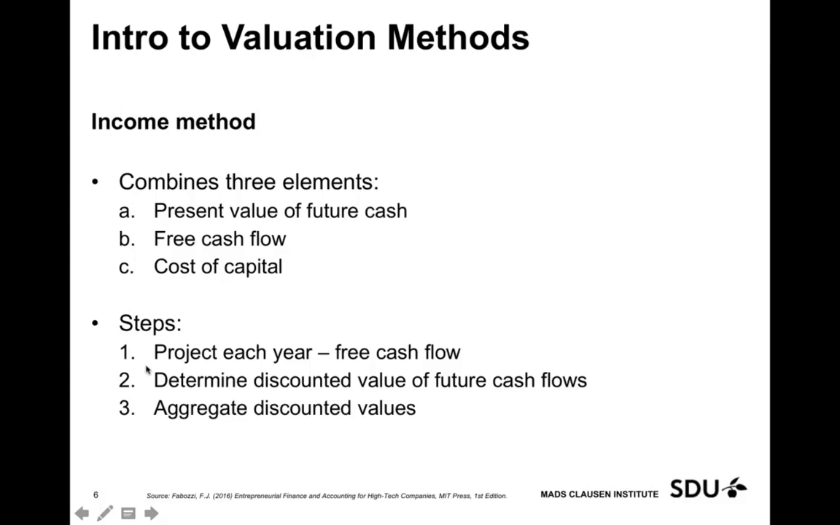The steps that we need to follow are quite easy. First, we just need to do projections of each year, which is the free cash flow that the company will generate each year. Then we need to determine the discounted value of those future cash flows. And then we just need to aggregate those discounted values. You will see that at the end we will need to do some modifications depending on which definition of free cash flow we have used.